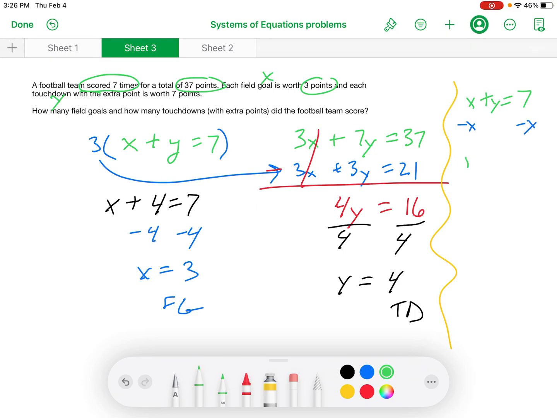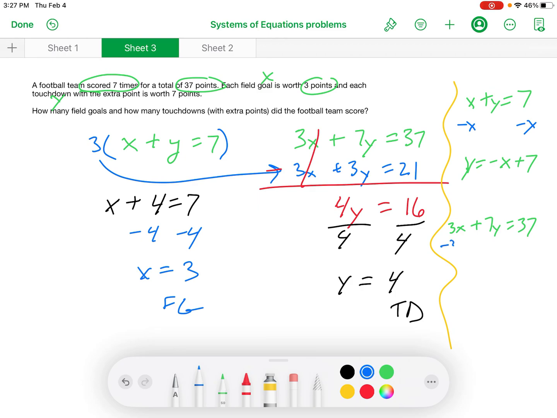So I would get y equals negative x plus 7, and I wrote the x first just so it would look more like a slope-intercept form like I'm familiar with. And then, of course, I would have my other equation of 3x. That's ugly. Let's try that again. 3x plus 7y equals 37.